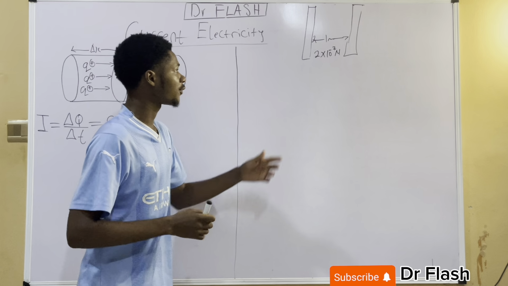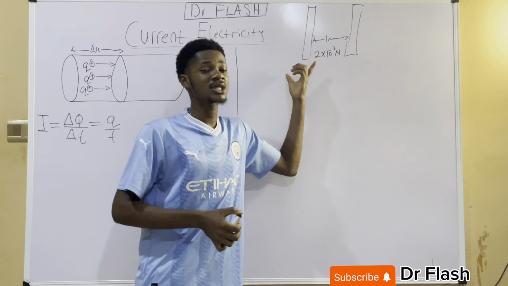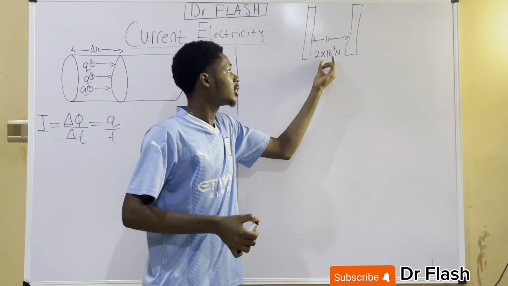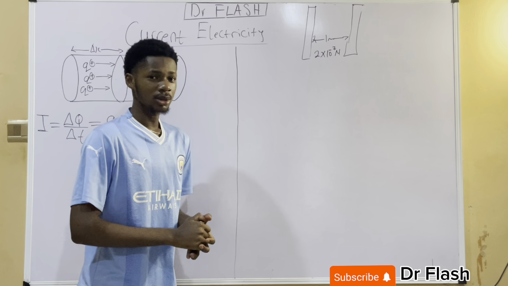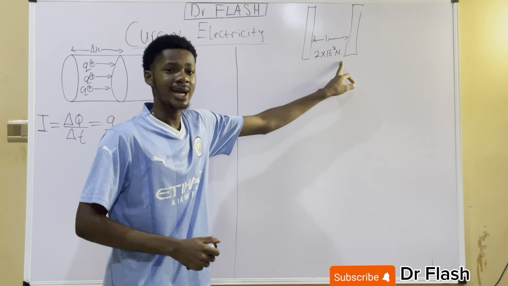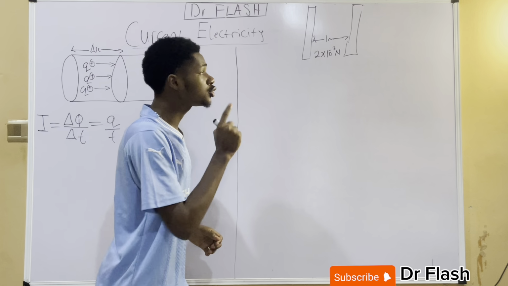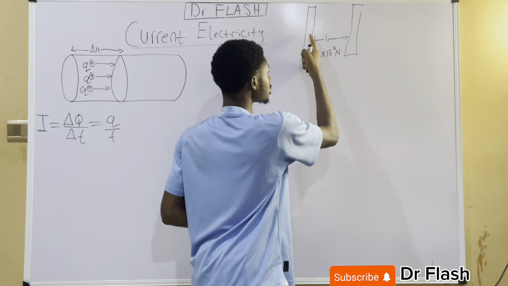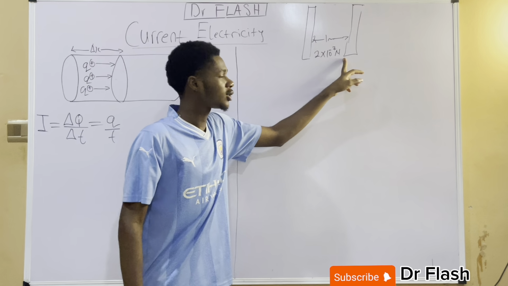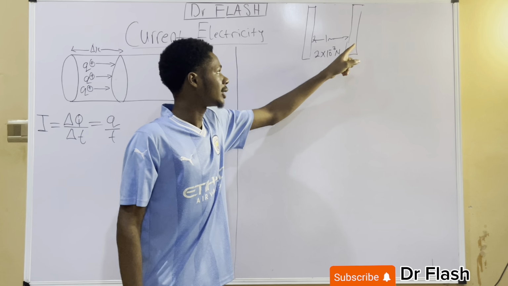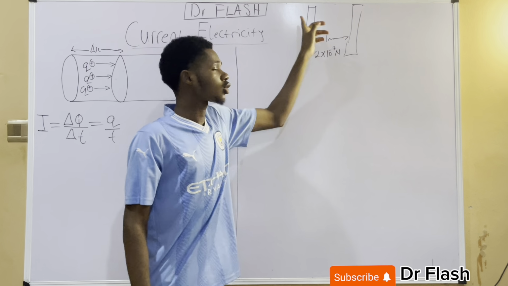When the value of the force of attraction of these wires, placed in a vacuum at a distance of 1 meter, equals 2 times 10 to the power of minus 7 newtons, then we say that the current flowing through the conductors is equal to 1 ampere. That is what we're talking about. So when this is the force of attraction between these two wires, we can now say that the current flowing through each of these conductors is what now?